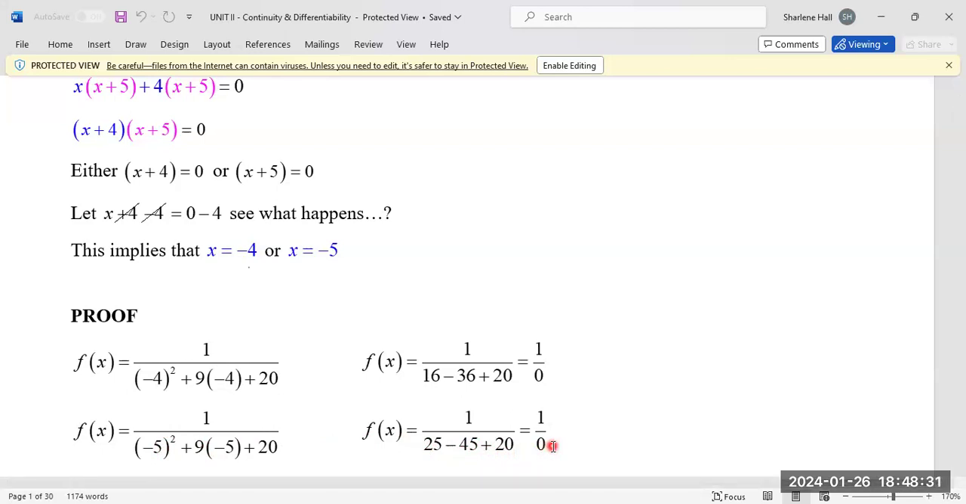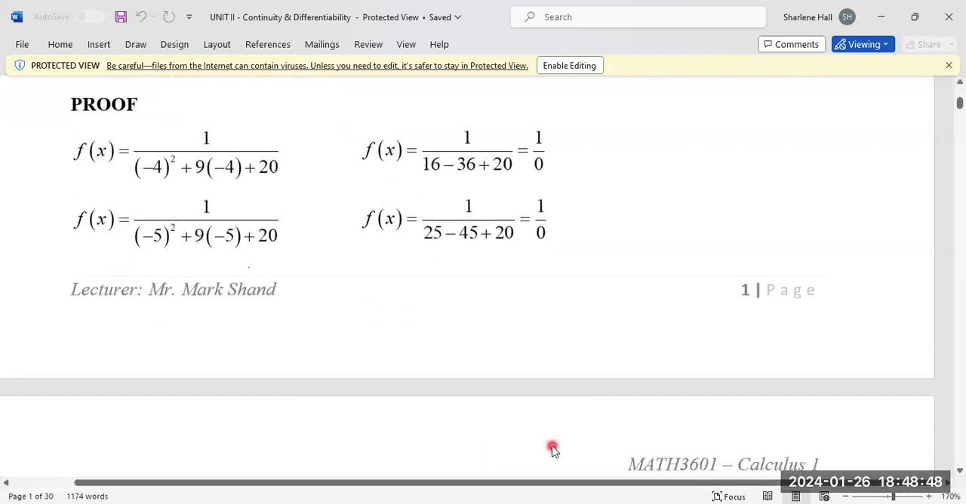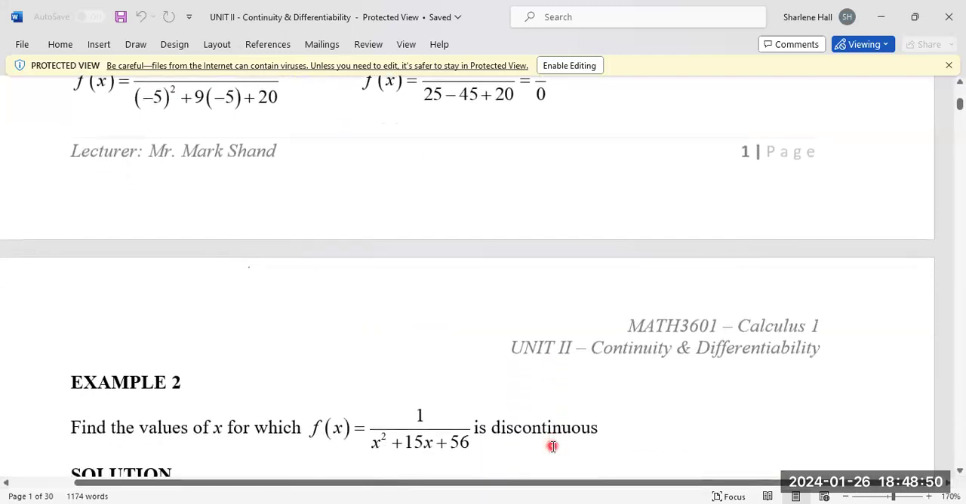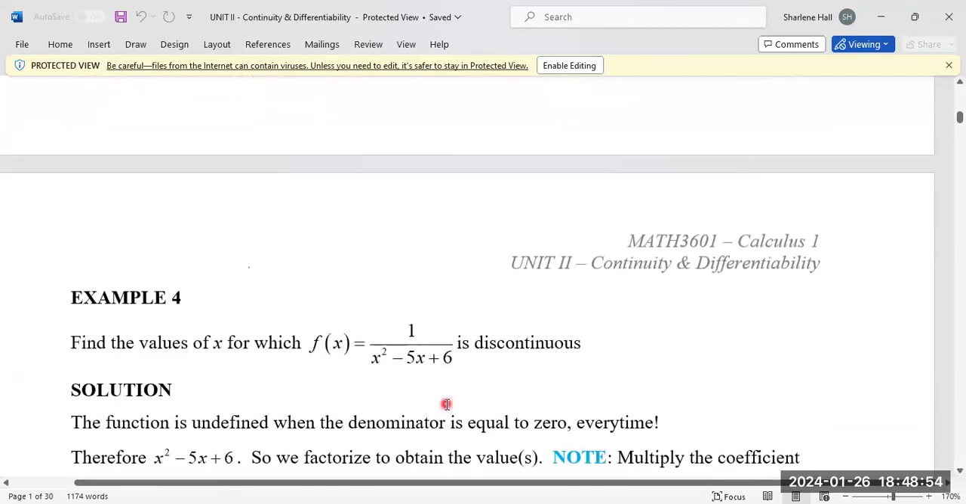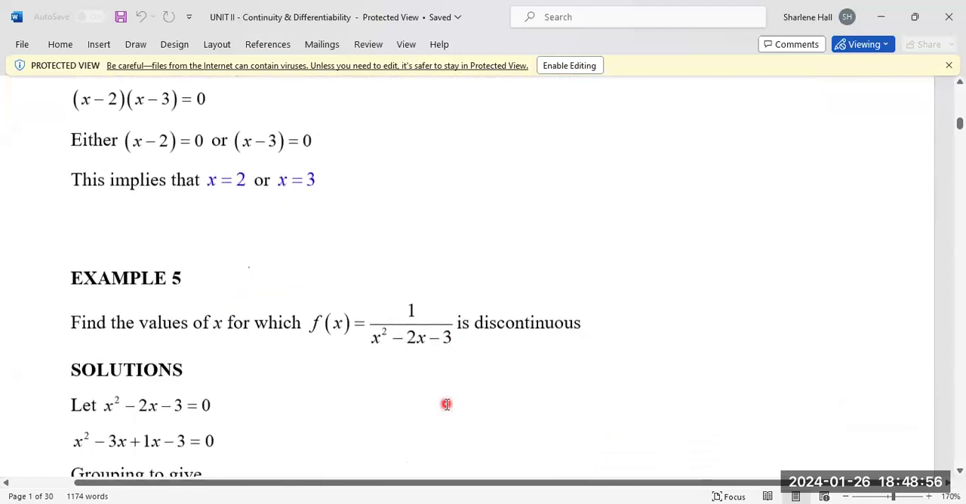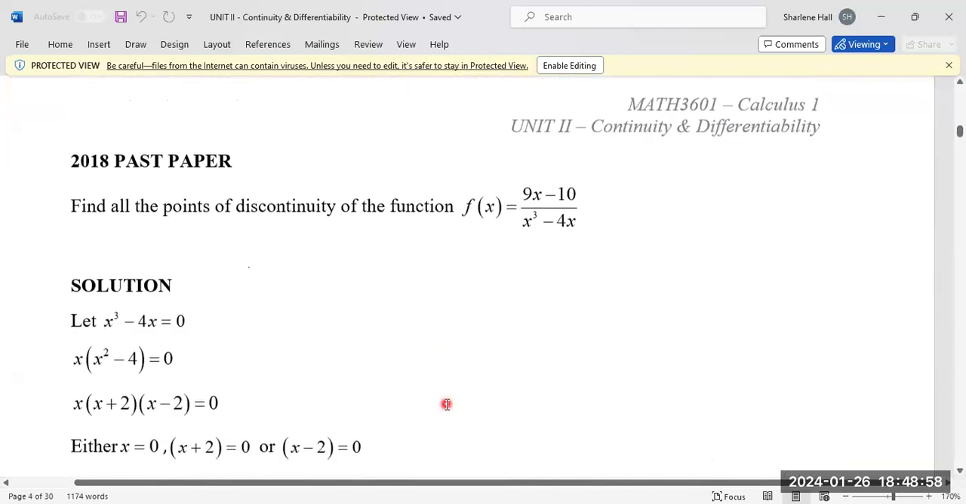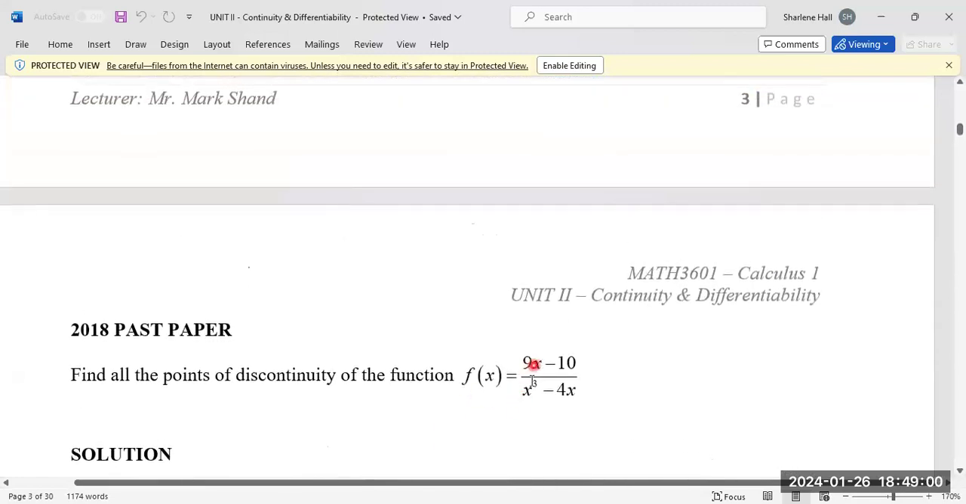So just remember, whenever they give you a question to say, determine the value or the values of x for which the function is undefined, go right ahead, set the denominator equal to 0. And I'm going to tell you something. If the numerator has a number other than 1 inside of it, don't worry about it. Sometimes they give you the question and put the numerator like here.